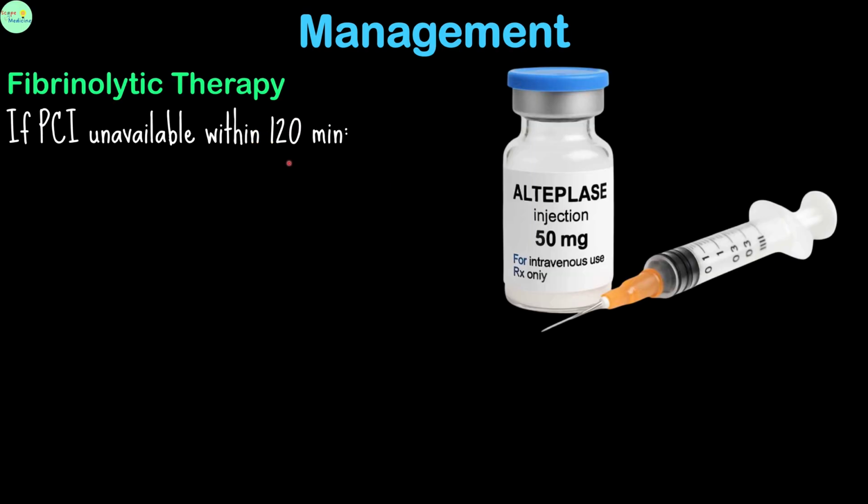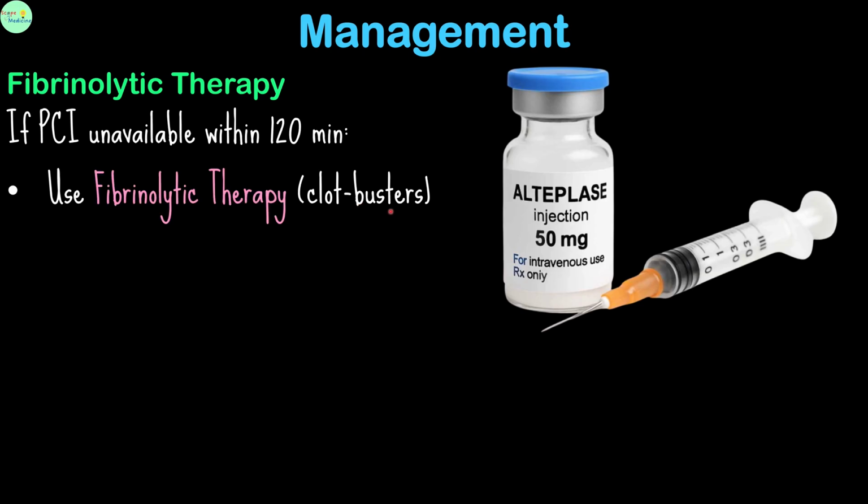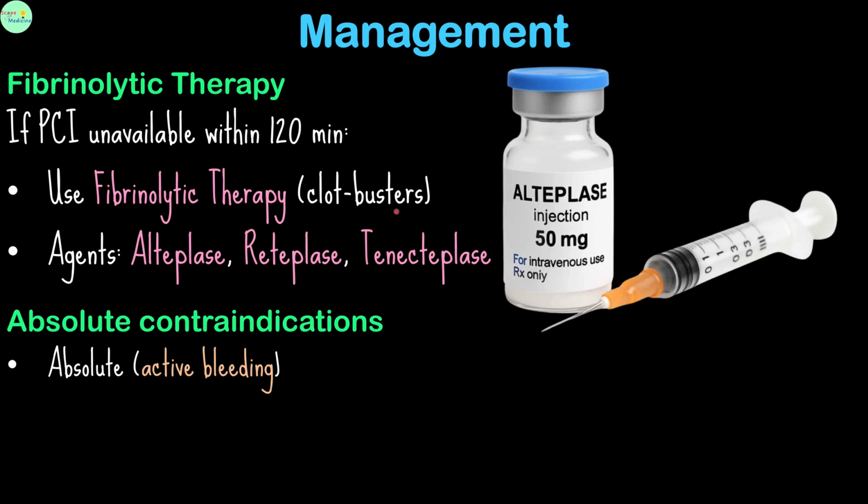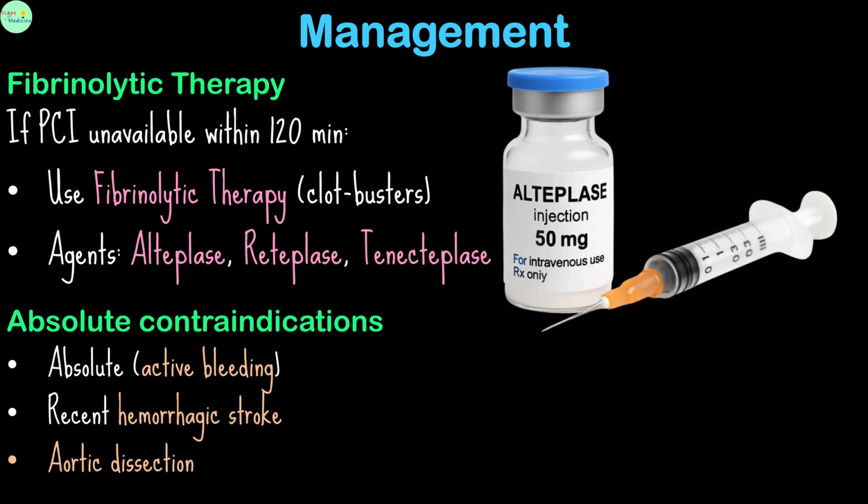If this intervention is not available within 120 minutes, then fibrinolytic therapy or clot-busting drugs like alteplase, reteplase, or tenecteplase must be used. These have absolute contraindications, including active bleeding, recent hemorrhagic stroke, or suspected aortic dissection.